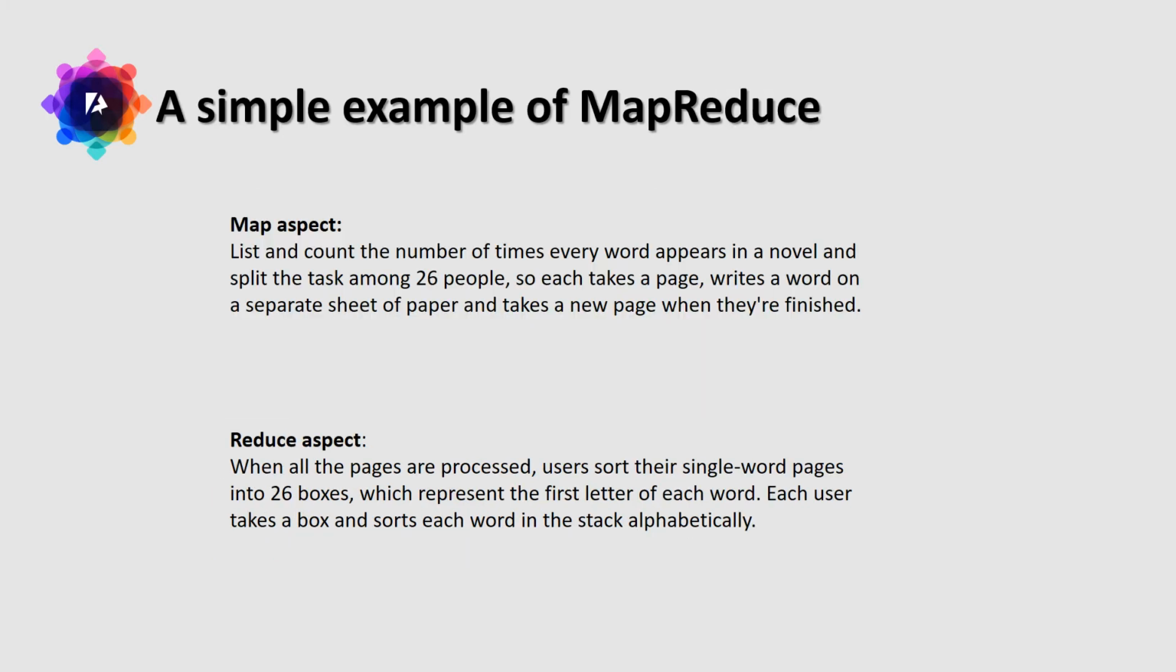So let's take a simple example of MapReduce. Suppose there's a task where you need to list and count the number of times every word appears in a novel, and split the task among 26 people. So each takes one page, writes a word on a separate sheet of paper, and takes a new page when they are finished. That's the mapper aspect. And when all the pages are processed, users sort their single word pages into 26 boxes, which represent the first letter of each word. Each user takes a box and sorts each word in the stack alphabetically. That's called the reduce aspect of MapReduce.